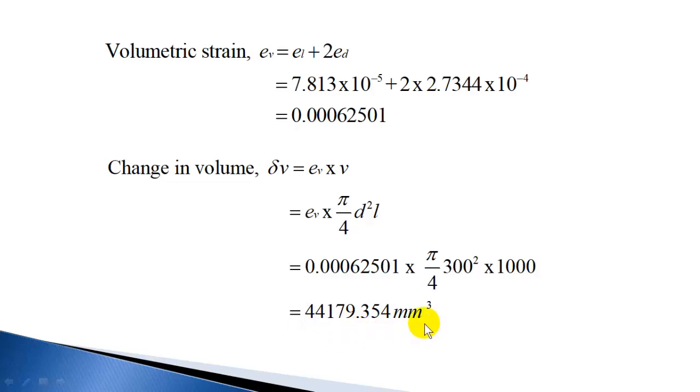If you have to convert into meter cube, you multiply with 10 raised to minus 9, or for centimeter cube, you just multiply with 10 raised to minus 3, which means 44.179 centimeter cube. Meter cube will give a very small quantity, so it's in mm cube. So the change in volume is 44,179.354 mm cube. So we got the change in length, change in diameter and change in volume of the cylinder as a result of the internal fluid pressure acting on it.